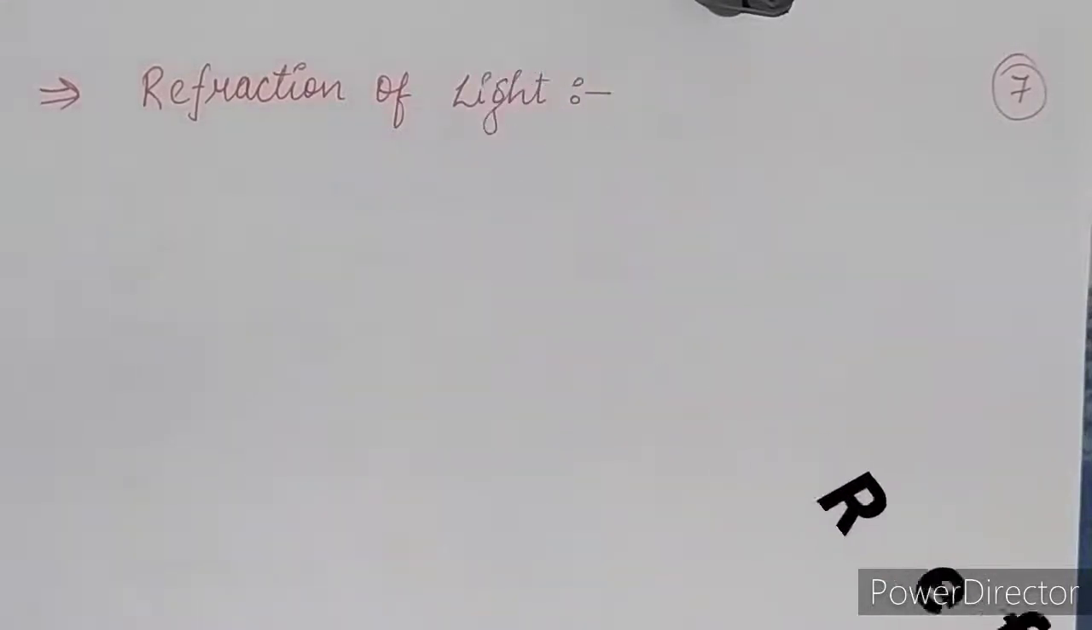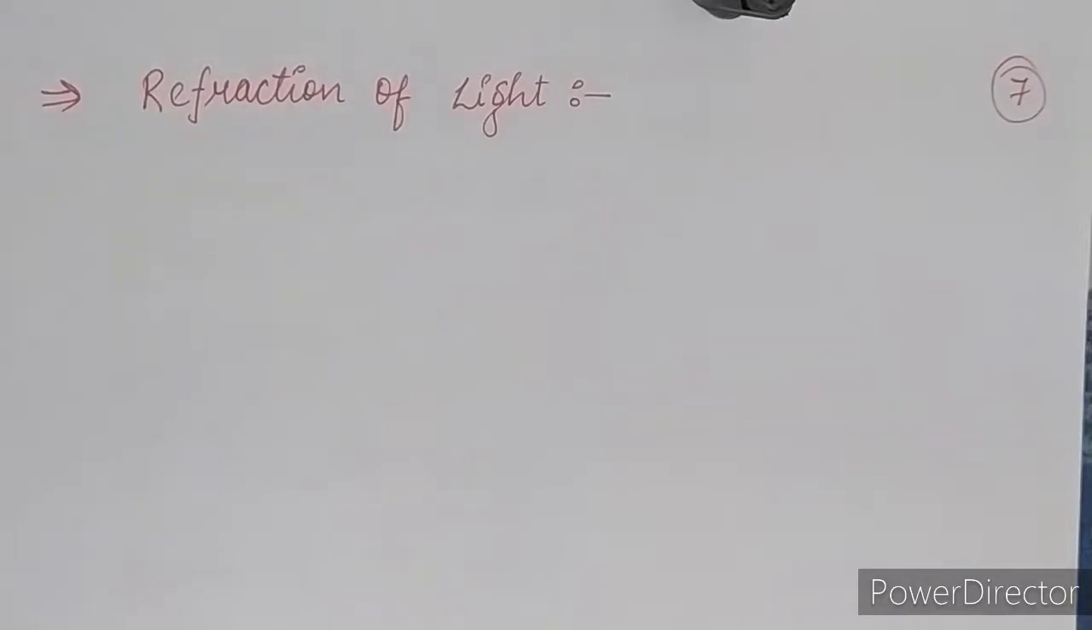So what is the refraction of light? You know that light travels in a straight line in a homogeneous medium. But as the light enters another medium, it will be slightly deviated from its original path, and this bending of a ray at the interface of the two media is called refraction. Get my point? I am just writing it down for your better understanding.